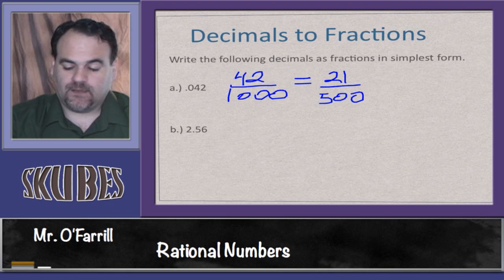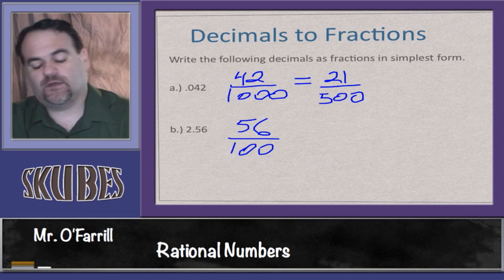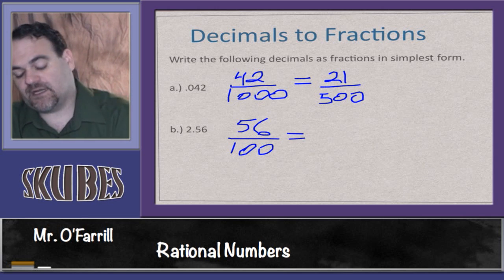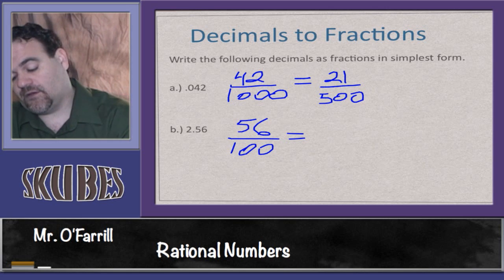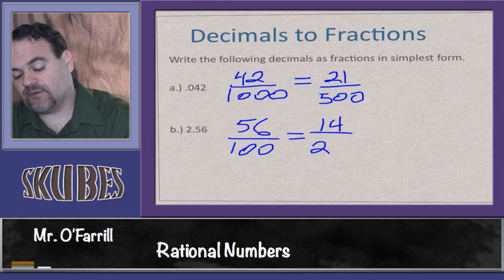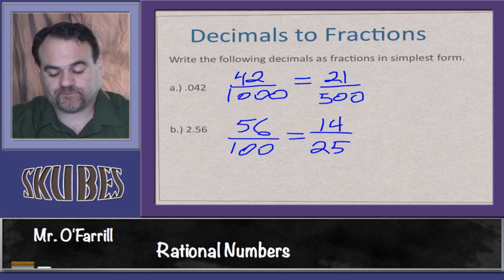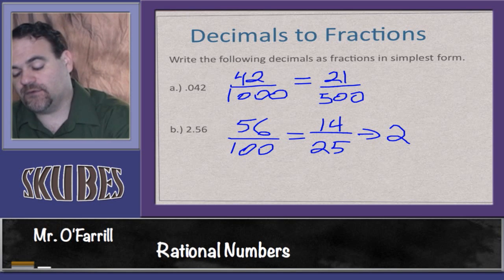And then finally, we have 2.56. That's 56 out of 100 with a 2 in front of it. But we can reduce that. I would say that the number 4 goes into both of them. 4 goes into 56 14 times. And 4 goes into 100 25 times. So as a mixed fraction, we get 2 and 14 out of 25.